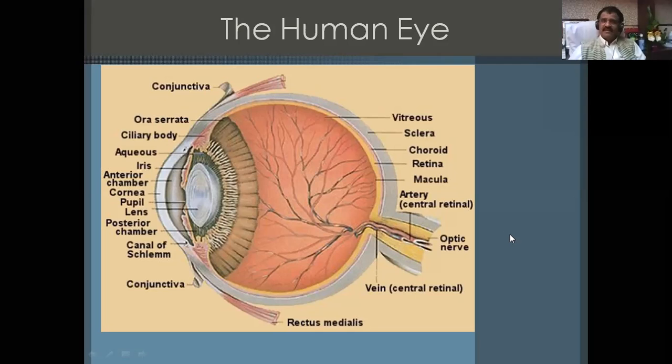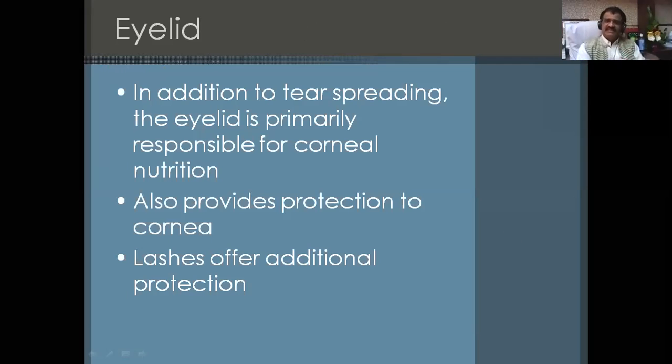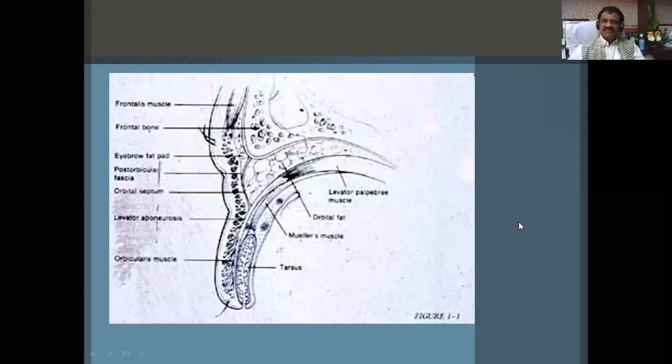Okay. Now, in short, we'll try to understand what the eyelid is. In addition to spreading tears on the eyeball, the eyelid is primarily responsible for corneal nutrition. So the eyelid is also responsible for nutrition. Then it provides protection to the cornea because the eyelid keeps on closing and the cornea gets protected. And eyelashes offer additional protection against dust. Anything coming inside the eye is tangled by these eyelashes. Eyelashes are hair on the eyelid. Okay. Here you can see the eyelid. Now we'll see every part in short.